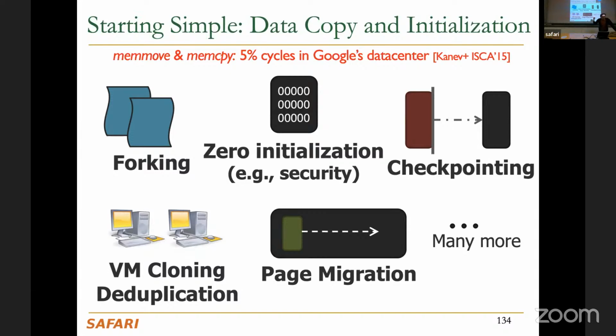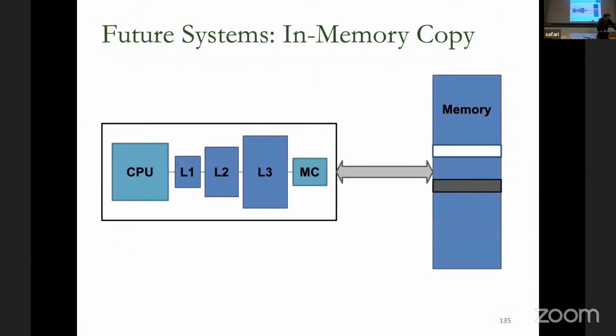Even from this paper from Google that I mentioned earlier from 2015, they measured that 5% of the total execution cycles in Google data centers are spent on data movement, right? On either memmove or memcpy. So 5% might not look like that much, right? But if you have a huge data center, then for sure that will be a lot of energy that you are spending on these 5%, right?